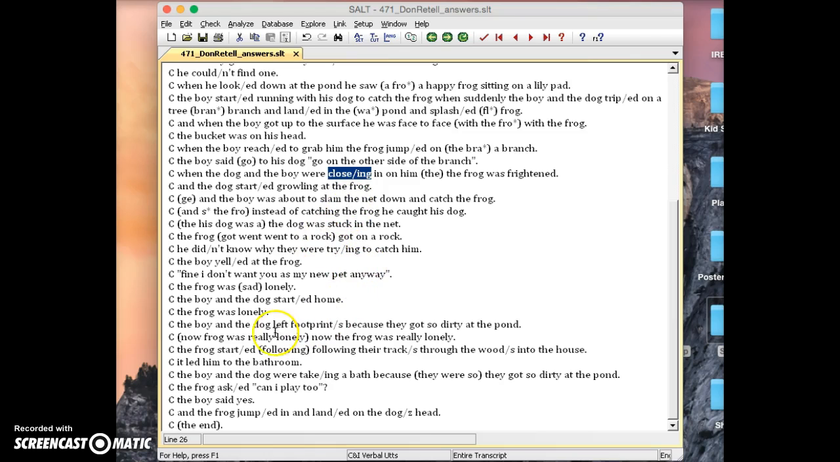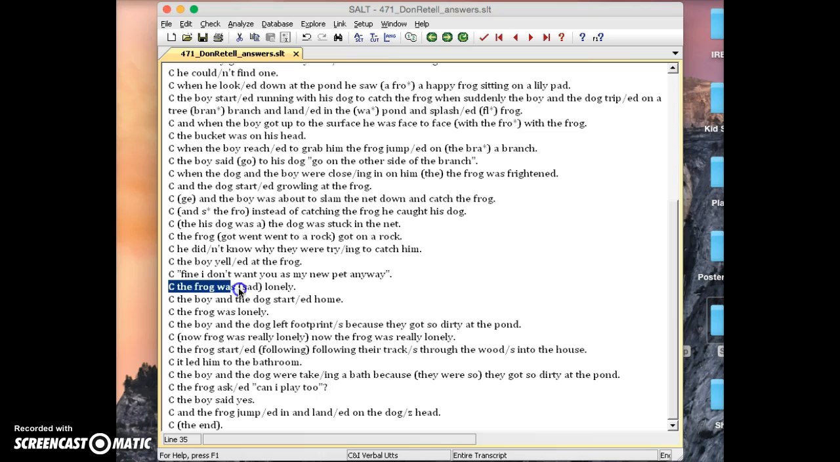Okay, the other example I wanted to show you was down here in this sentence. You don't want to segment the now separately from frog was really lonely when you're mazing. Keep it all together as a single maze. Same thing here, even though we have multiple different false starts, just go ahead and keep it all together. So that's not going to count as wrong.